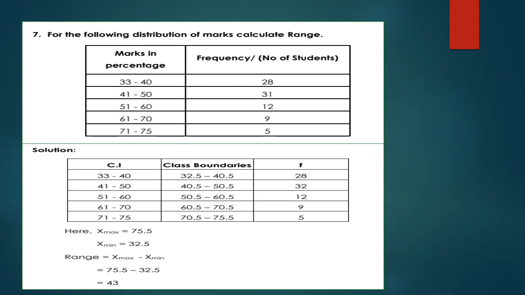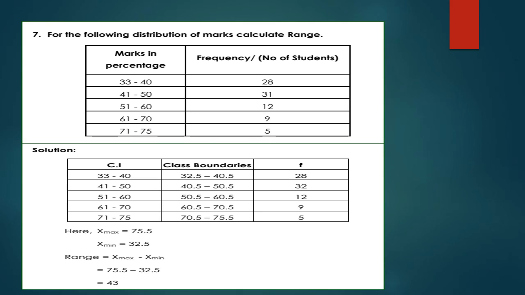Question number 7. For the following distribution of marks, calculate the range. Marks in percentage and the frequency, or the number of students. First, the class intervals; I explained the class boundaries earlier. So I have done the class intervals, which are 32.5 to 40.5 with 28 students, and 40.5 to 50.5 with 32 students. So these are the values.